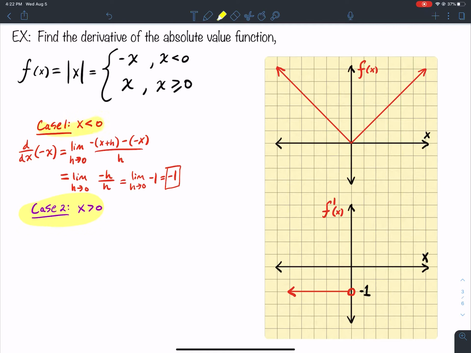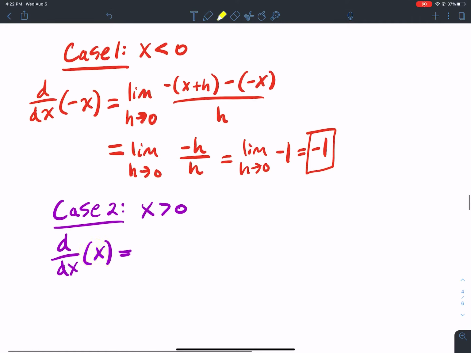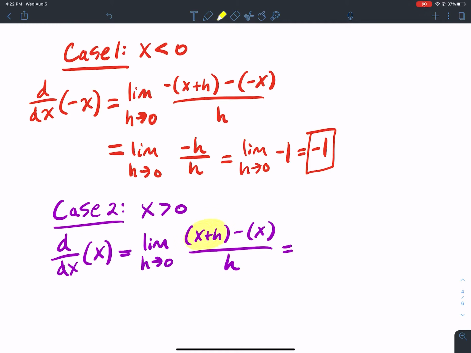Now let's consider case 2. Okay, so case 1 was less than 0. Case 2, x is greater than 0. So I'm going to consider only x values that are greater than 0. So that puts me into this category here. So f of x is equal to x. So I'm going to use my definition of the derivative. And so that's x plus h minus x, okay, I just plug it in, right? If f of x equals x, over h. Now what happens? The x and x cancel, and I have h divided by h. And I take that limit as h goes to 0, and I just get 1, okay?